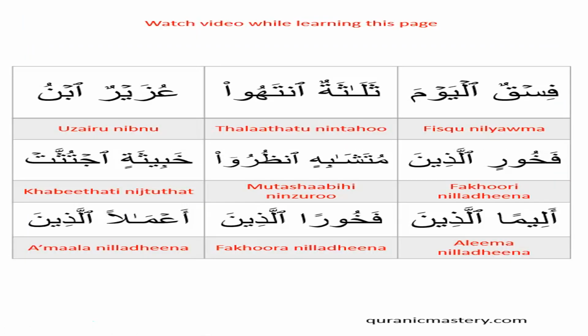So here we have some other examples in which you can go through. Let's go through this one. We've got 3 examples with the Dhammatain, 3 examples with the Kasratain, and 3 examples of the Fathatain. So we've got fisqun al-yawma.